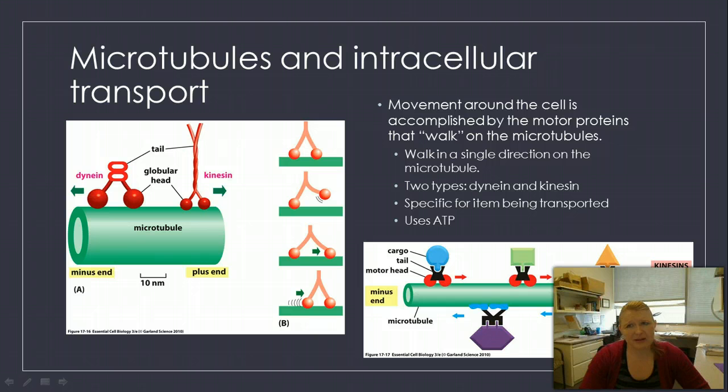And another big thing is that they also attach to organelles and can help these organelles stay in the right place within the cell. So it's really important to understand that too, that it's not just small molecules. These guys and the intracellular transport can play a big role in organelle stability.